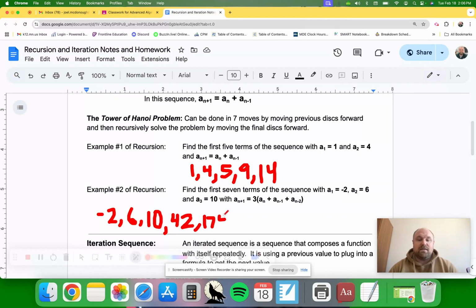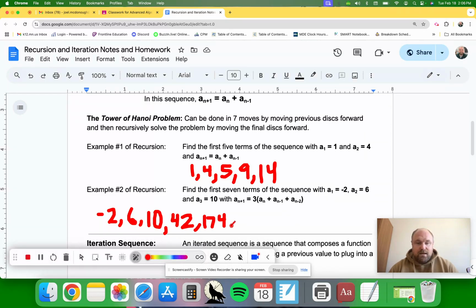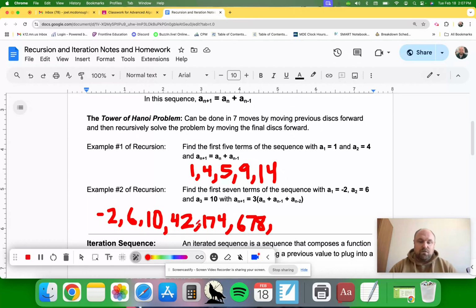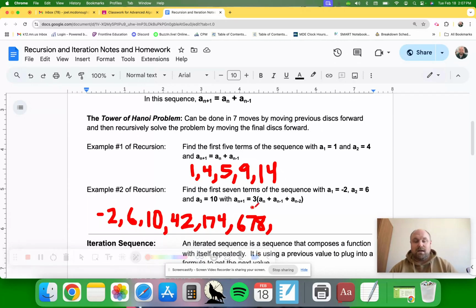Now, in order to find the next term, because I want to find the first 7, I would take the previous 3, which is these 3 right here. So 174, and I would add 42, and I would add 10, which is 226, and then I would multiply that by 3, and that would be 678. So that would be my next one. And then, of course, to figure out the next one, you would add these 3 together and then multiply by 3. And that would be your next term, your 7th term.